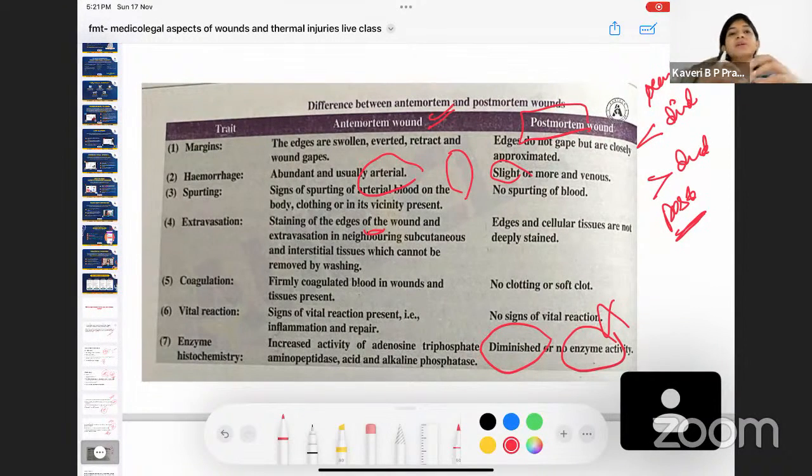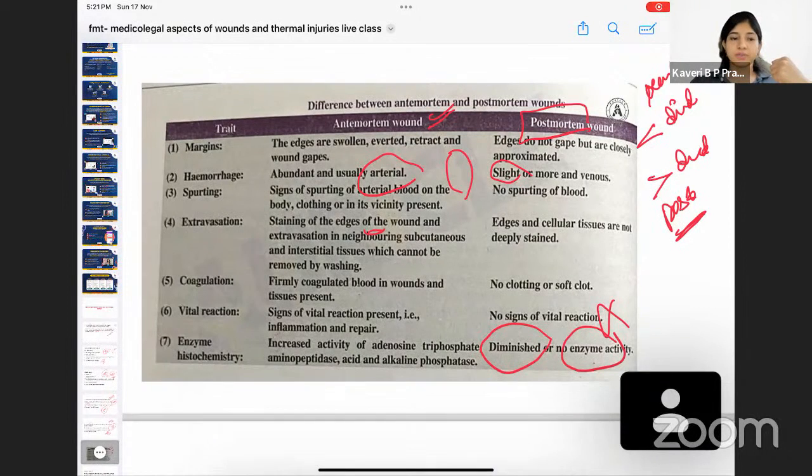Okay, so remember, the three major differences would be: one, there is going to be gaping, retraction and swelling seen in an antemortem wound because of the activity which is still present. Number two, there is going to be staining, and the staining is going to be fixed. Number three, all the enzyme levels are going to be higher in case of an antemortem wound.